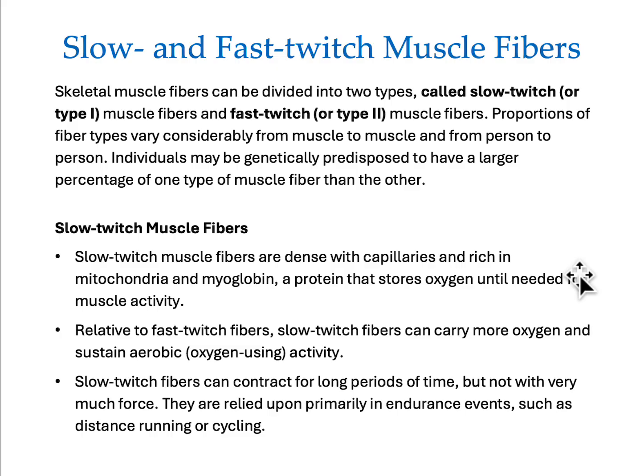Slow twitch muscle fibers. Slow twitch muscle fibers are dense with capillaries and rich in mitochondria and myoglobin. Now, when you see that something is rich in mitochondria, then you know that there's a lot of ATP getting made there for some particular purpose. Myoglobin is a protein that stores oxygen until needed for muscle activity. Relative to fast twitch fibers, slow twitch fibers can carry more oxygen and sustain aerobic activity.